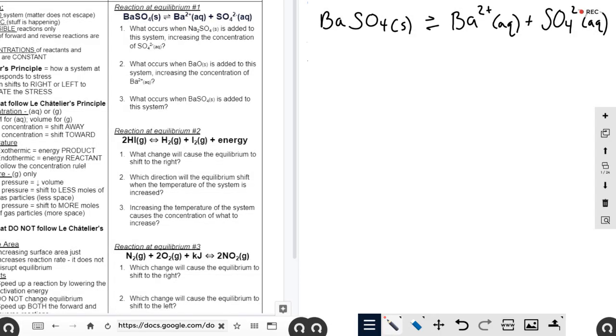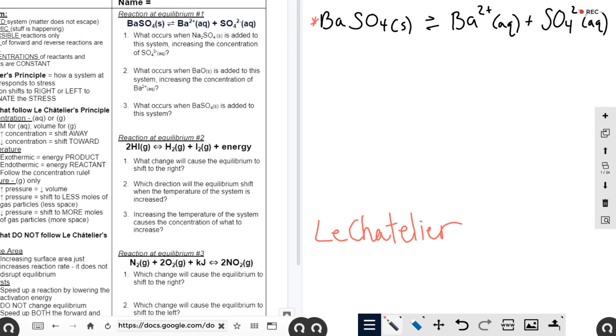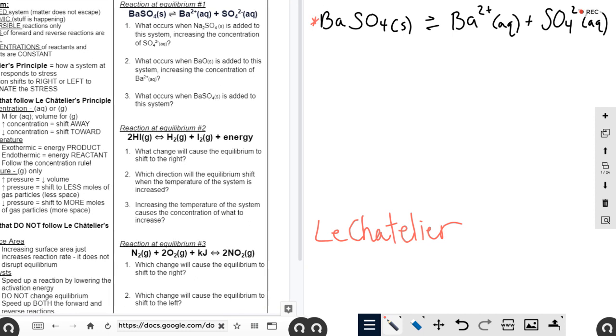All right, these are our Le Chatelier notes, and I'm going to go through the example problems. So we have this reaction right here at equilibrium, and question number 1 says, what occurs when Na2SO4 solid is added to the system, increasing the concentration of SO4 2-?